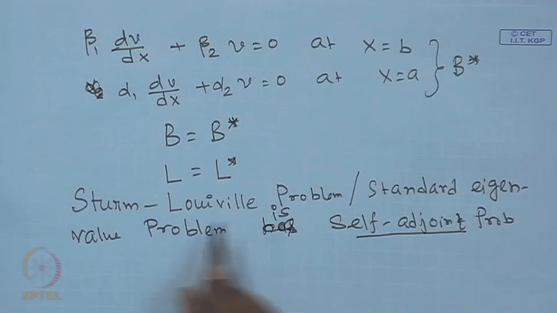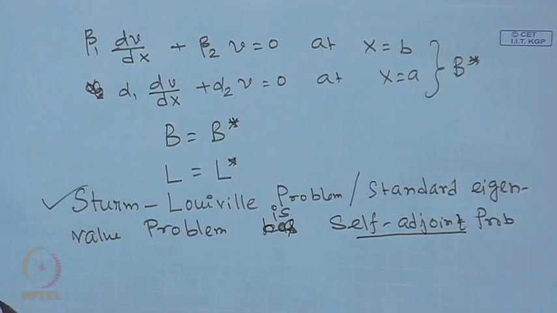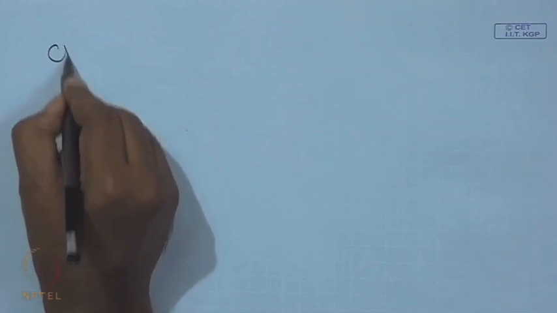So, you will be having L is equal to L star and B is equal to B star, and therefore, this proves that the Sturm-Liouville problem, or standard eigenvalue problem, is a self adjoint problem, and the standard eigenvalue operator, or Sturm-Liouville operator, is a self adjoint operator. It does not matter what kind of boundary conditions it has; we have considered the most general Robin mixed boundary condition, from which the Dirichlet and the Neumann conditions are derivable under special conditions. So, in the most general conditions of boundary condition and governing equation, the Sturm-Liouville problem is a self adjoint problem.